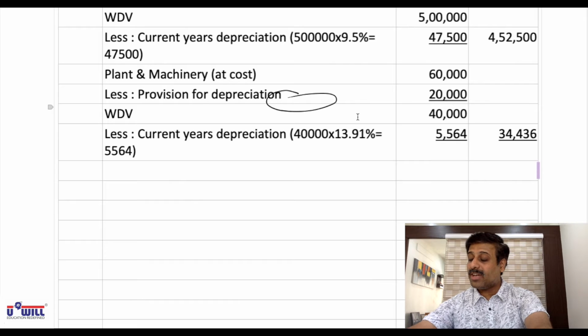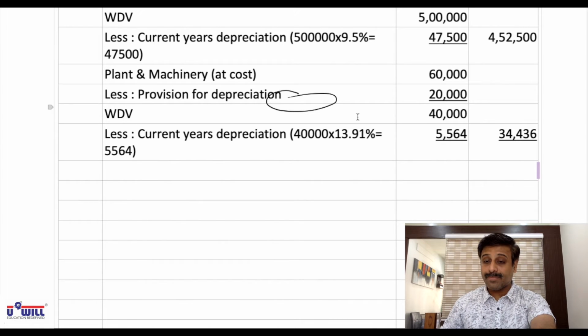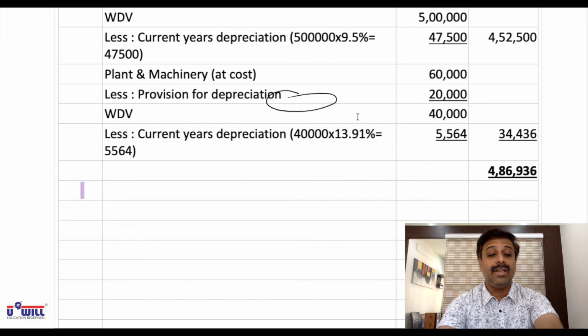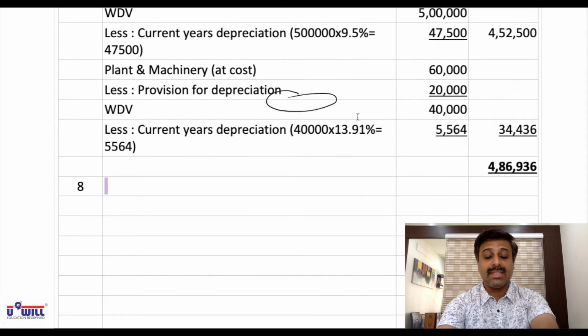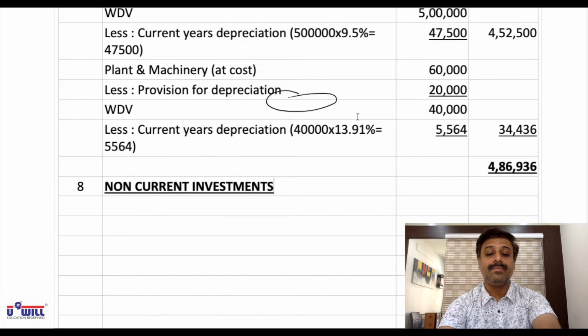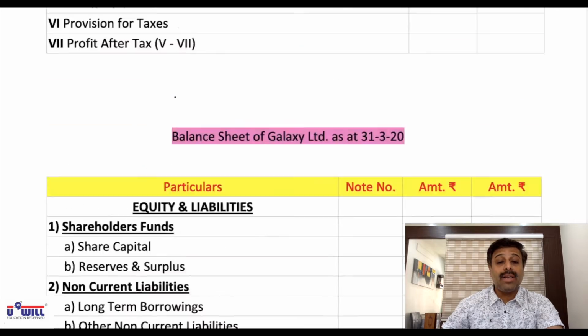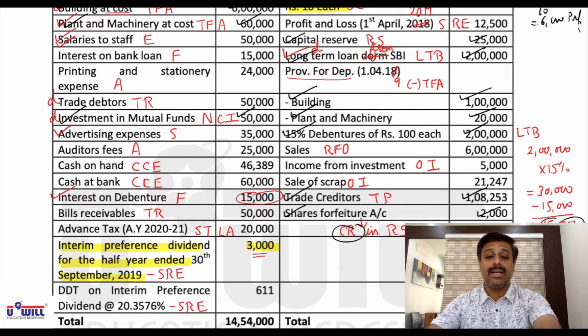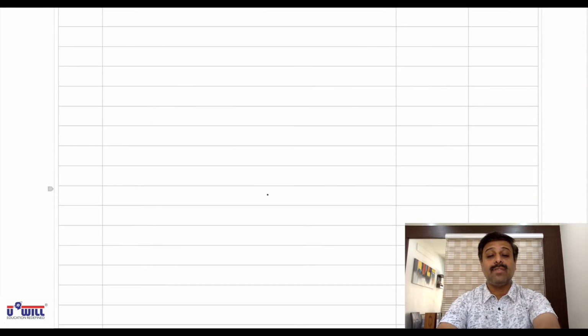So both the fixed assets are taken into consideration. Total would be 4,52,500 plus 34,436. That comes to 4,86,936. Then after tangible fixed assets, we don't have intangible fixed assets. We don't have capital work in progress. We directly have non-current investments. In non-current investments, what we have is investment in mutual funds 50,000, and there is a disclosure again in that.